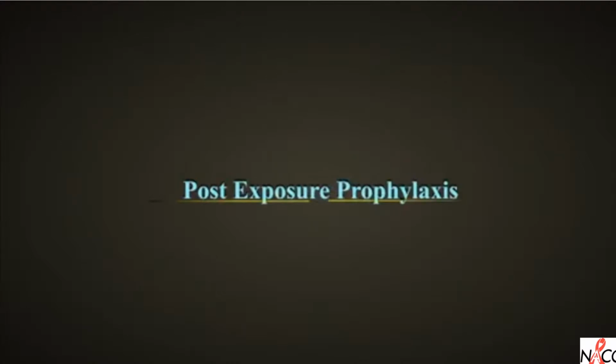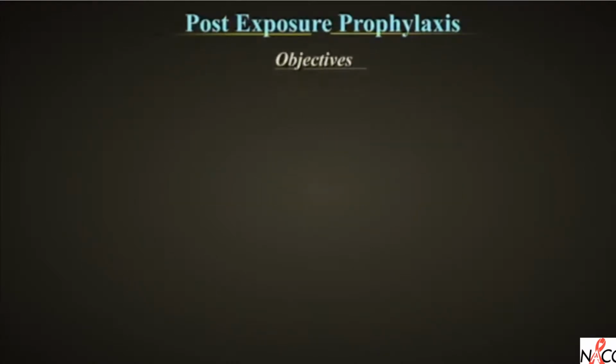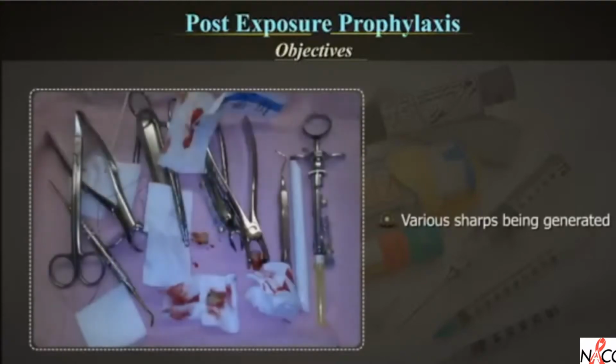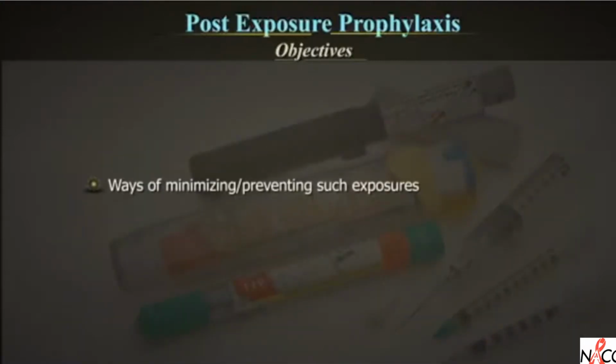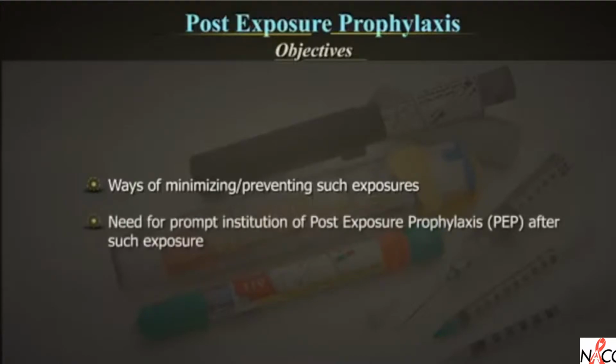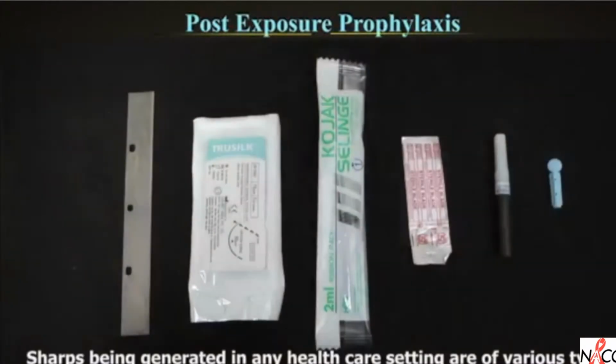Post-exposure prophylaxis. Objectives. This video shows various sharps being generated, occurrence of occupational exposure of healthcare workers to some blood-borne viral pathogens, for example, HIV, hepatitis B virus, and hepatitis C virus, ways of minimizing or preventing such exposures, need for prompt institution of post-exposure prophylaxis or PEP after such exposure. Sharps being generated in any healthcare setting are of various types.